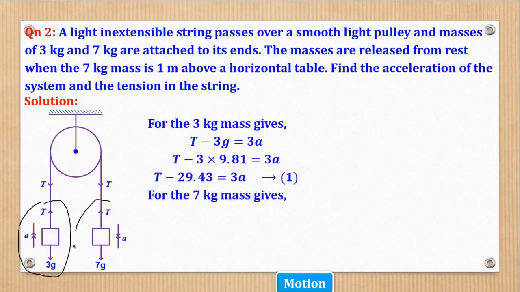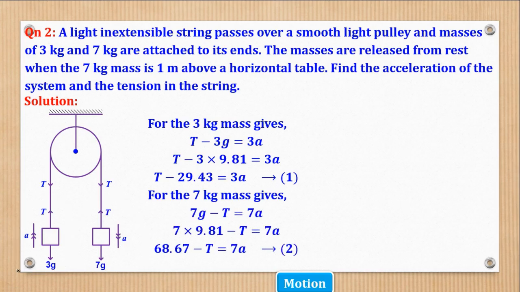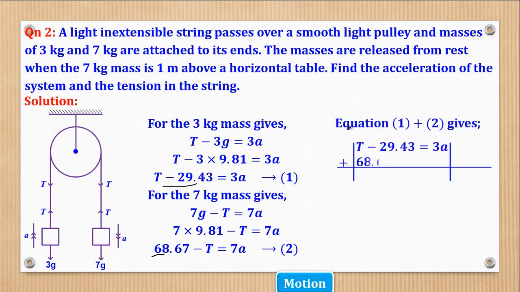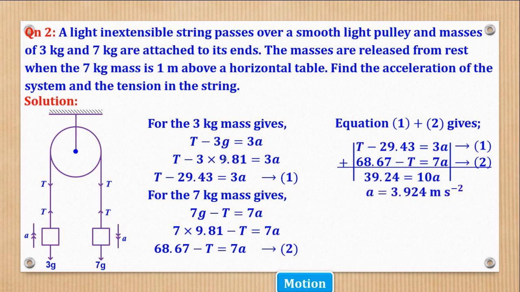Then for the 7 kilogram mass, it is heavier, so it goes downwards. That would be 7G minus T equal to 7A. Substitute for G and get equation 2. So these are two equations and two unknowns, so we shall solve them simultaneously. So equation 1 plus equation 2 will give you that. So here, this will cancel with this, and this minus this, this plus this gives you that. So in the end, A will be that.